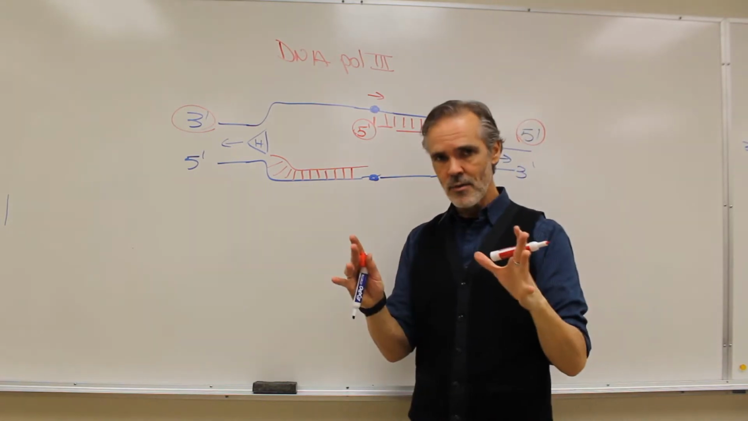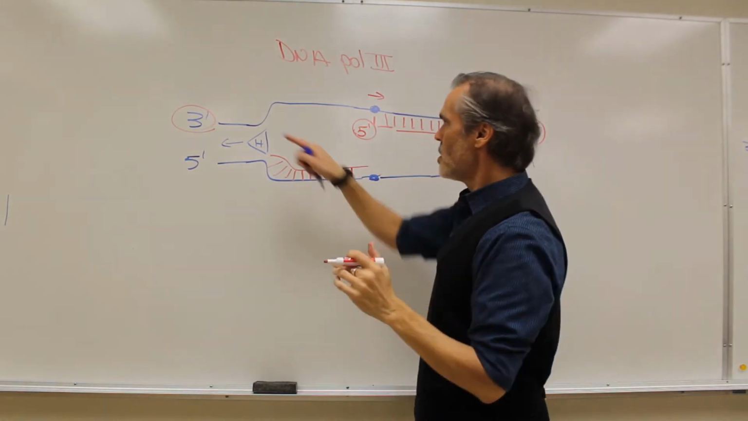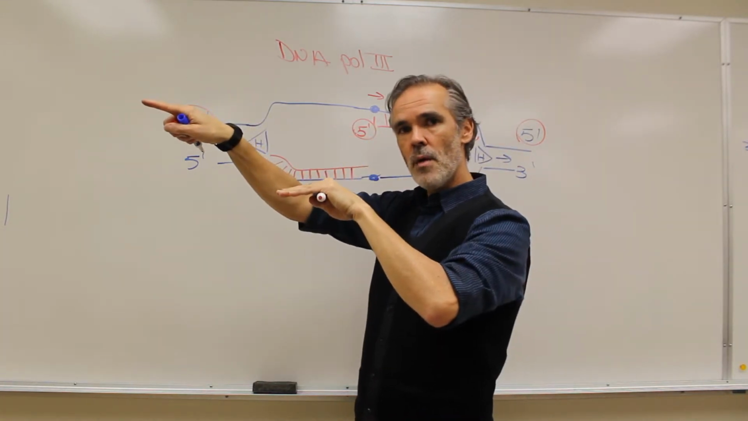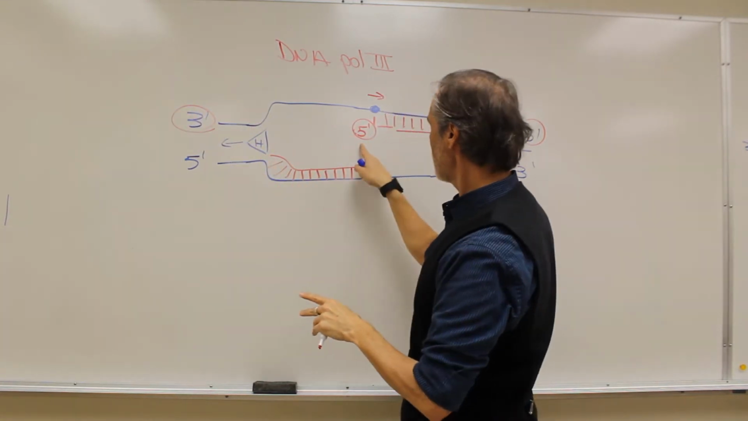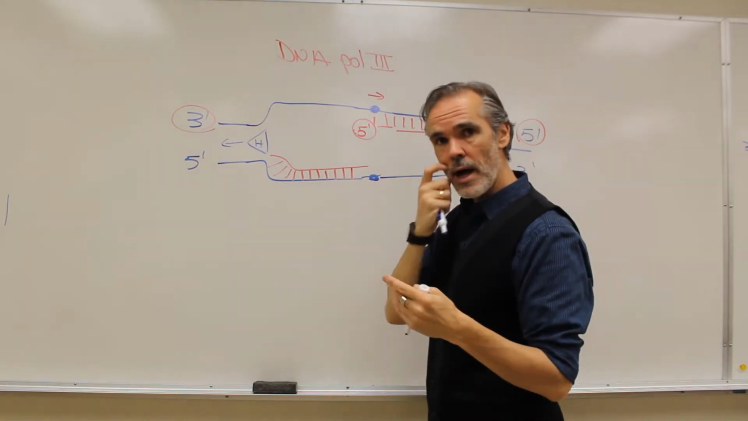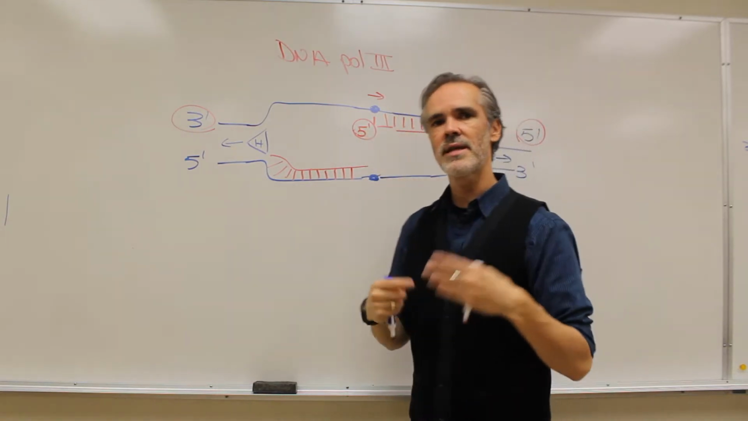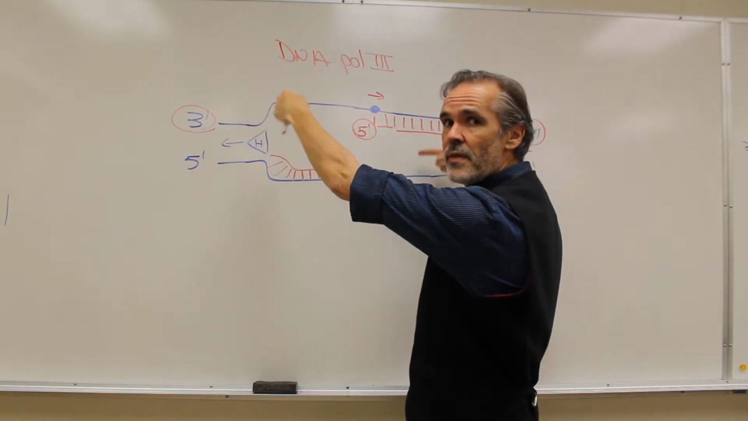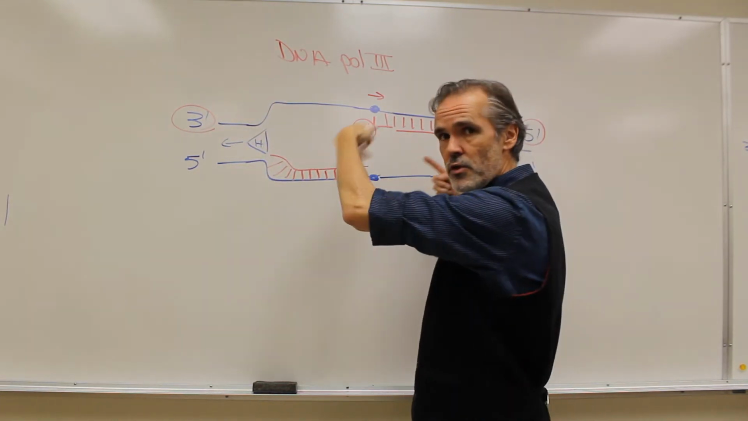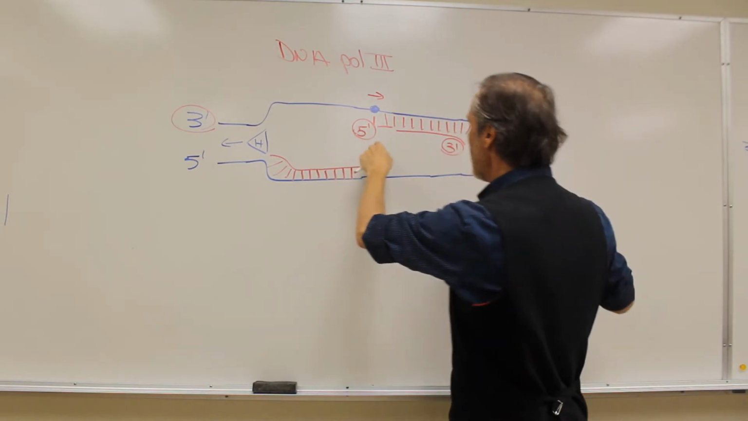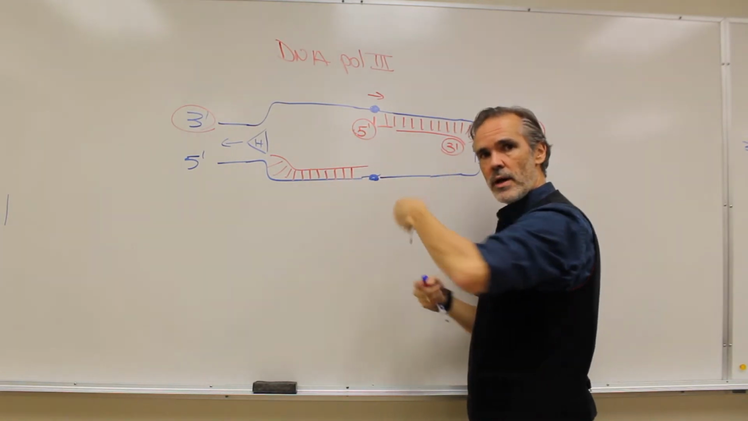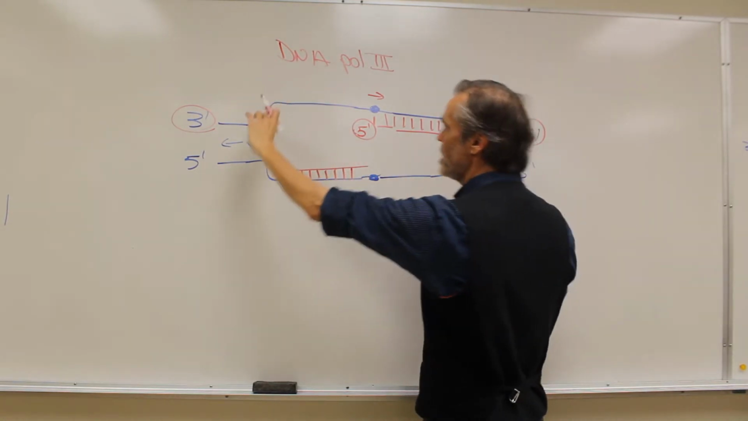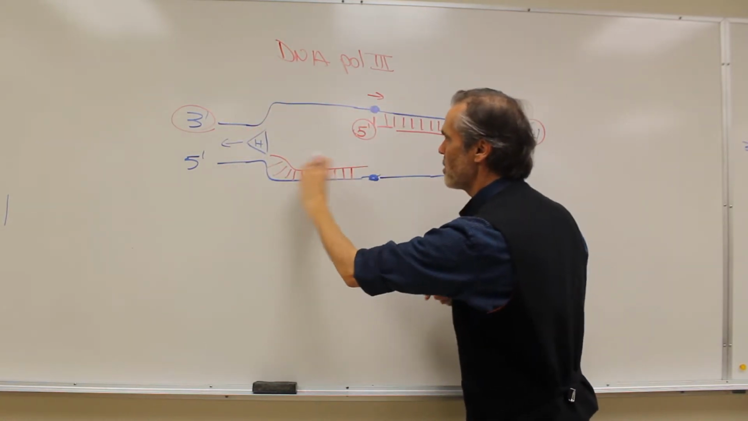Oh, wait, what? What did you just say? Yes, 3' to 5', it follows the template. But it adds from 5' to 3'. Why is that? Remember, DNA is an anti-parallel molecule. If we have 3', 5' on one side, then the other side, even if it's newly created, doesn't matter, we have 5', 3' on the other side, right? It's anti-parallel. It will be anti-parallel both ways. Anti-parallel here, anti-parallel here, anti-parallel here.